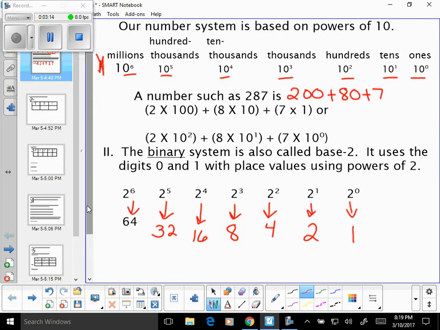So instead of using ones, I still use ones because anything raised to the 0 power is 1. But instead of using a 10, I'm going to think of it in terms of a 2. That third place value, instead of 100, I'm going to think of a 4. Okay?